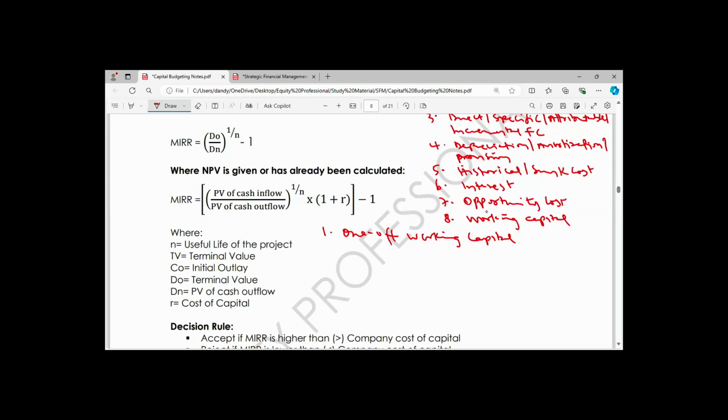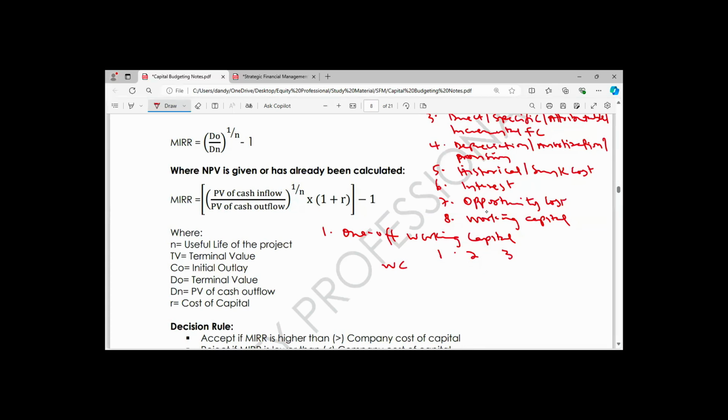Say, for example, we have a project that has 3 years life. Year 1, year 2, year 3. And you are now told that the company will incur a working capital of 5,000 naira in year 2. So this 5,000 naira working capital should be treated as cash outflow in the year before the year of occurrence and recover fully at the end of the useful life.